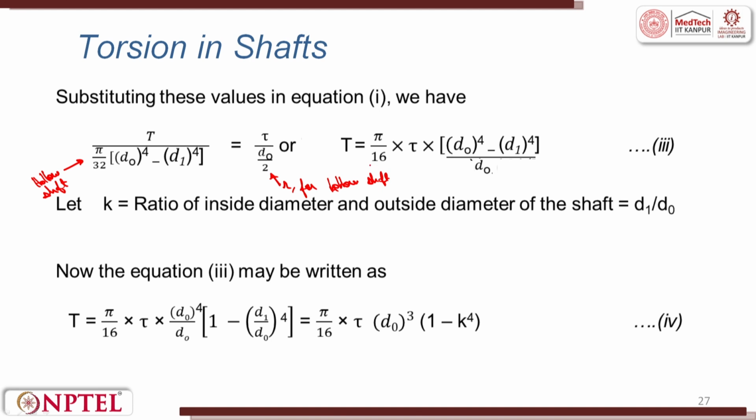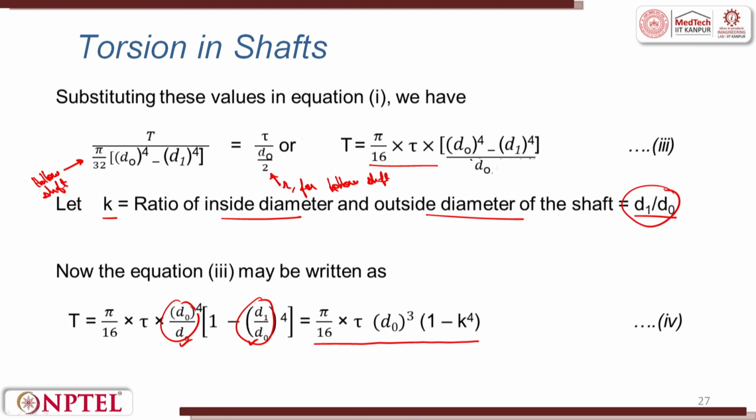This gives me this relation into this form, and also we put K as the ratio between the inside diameter and the outside diameter, that is K is equal to D1 by DO. If I put D1 by DO, this ratio could be put here. So what I did, I divided this whole by DO. So I got DO here and DO here. So D1 by DO becomes my K. So here and here I put the value of K. I got this equation as pi by 16 tau DO cube into 1 minus K power 4, where K is the ratio between D1 and DO.